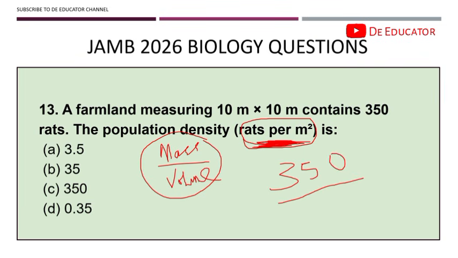divided. Remember, per is divided, right? So we have meter square, which means the dimensions given, 10 by 10, are going to be multiplied. That's going to give us 100 meter square. So if we do this very well, our answer is 3.5. The population density is 3.5. Okay, so let's move on.